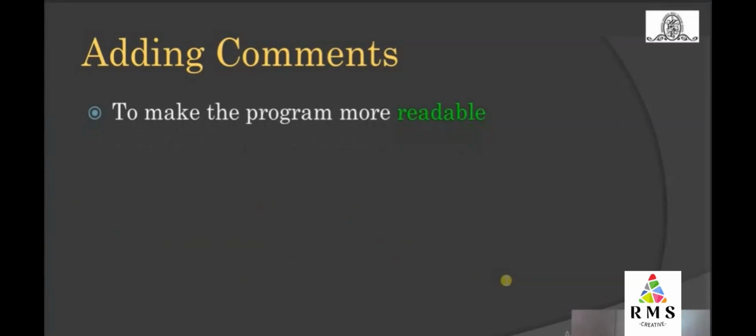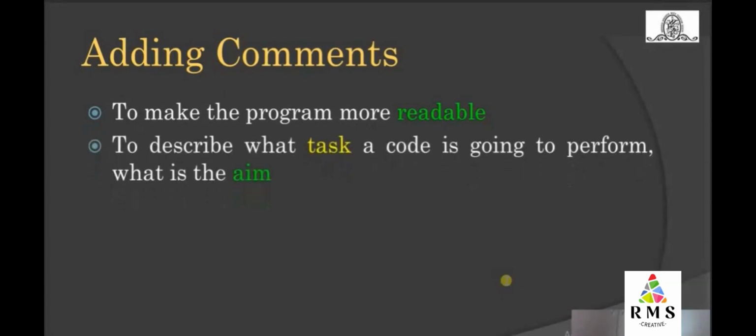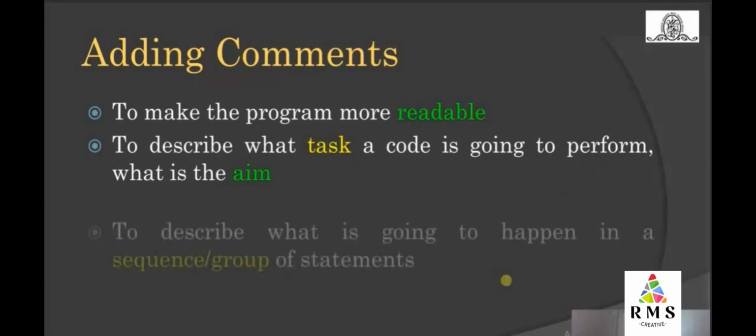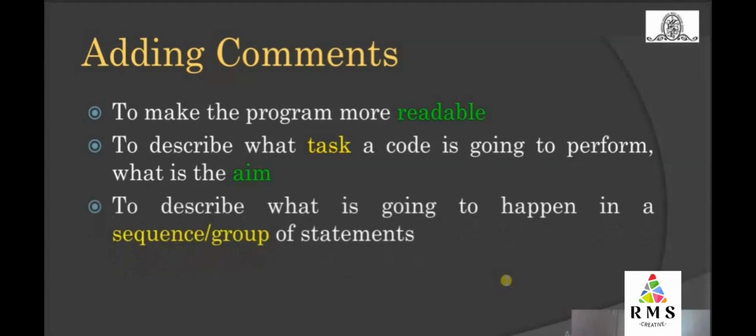Okay. So let us see, friends, how to add the comments in our program. First of all, let us see why to add the comments. First thing, to make the program more readable, we can write few things about the program also in the comments. To describe what task a code is going to perform. What is the aim of writing the program? To describe what is going to happen in a sequence or group of statements. If your program is 100 lines long, you can group your program into parts and watch what each part is doing. You can write it in the comments.